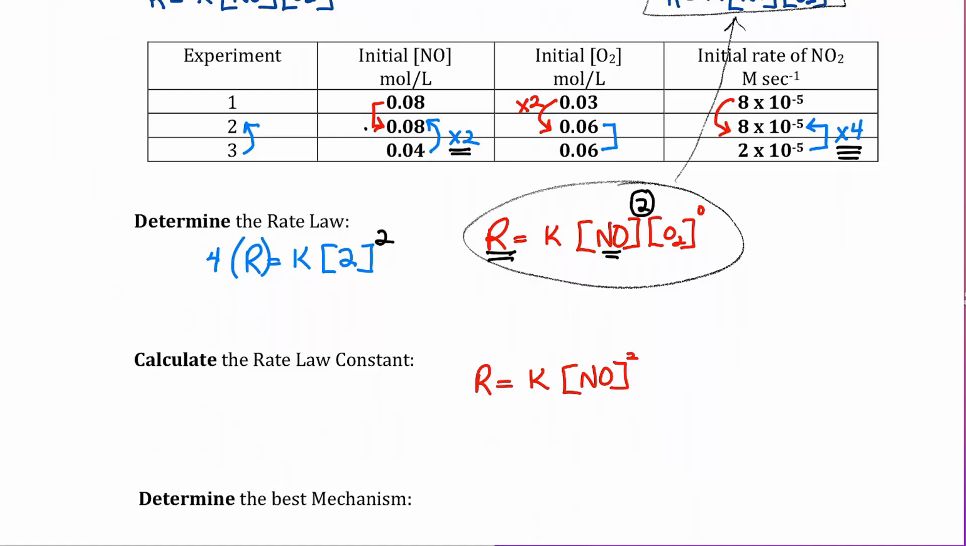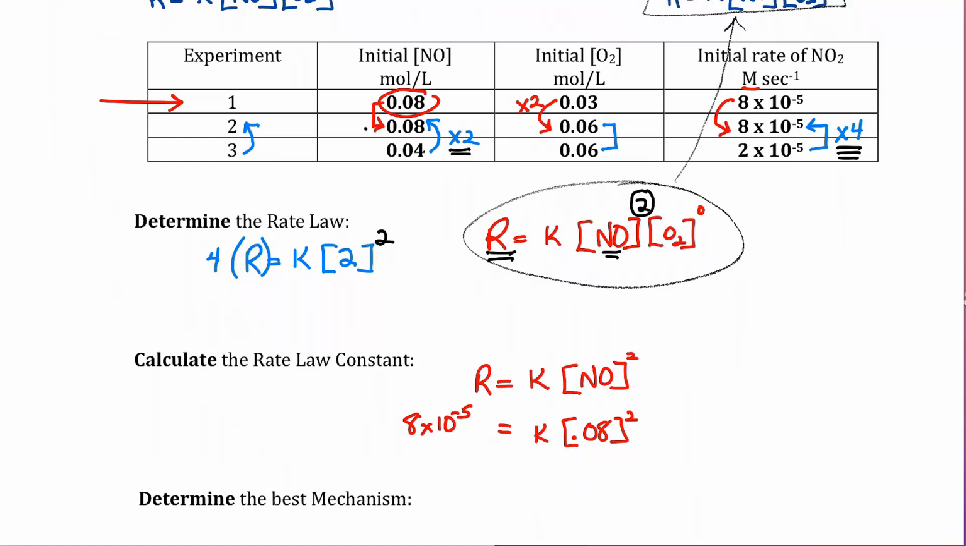So I'm going to pick experiment 1. I could pick any experiment I want because the rate law constant stays constant, but I'm going to put in the NO here. It's 0.08, and it's squared because we found that as the second order. The K is what we're solving for, and what is the rate? The rate is 8 times 10 to the negative 5. Notice the unit here is molarity per second. Negative 1 means per second.